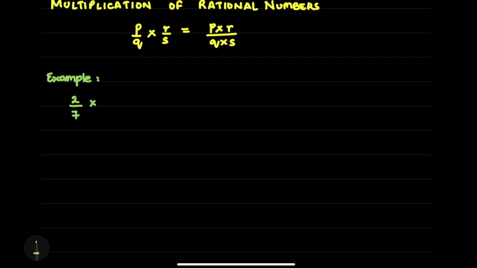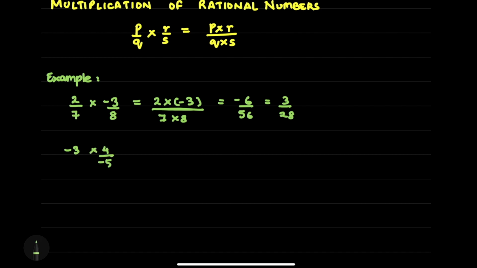The product of these two numbers can be obtained by multiplying the numerators and denominators together, which means 2 into minus 3 upon 7 into 8, which gives us minus 3 by 28. Please note that I forgot to mention a minus sign before 3 by 8.